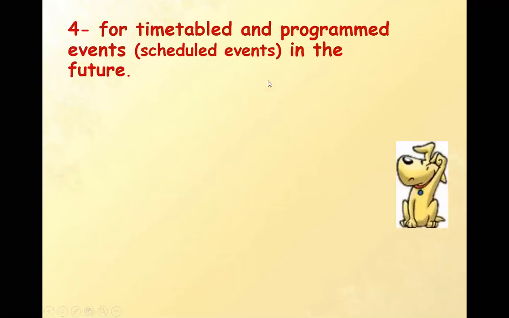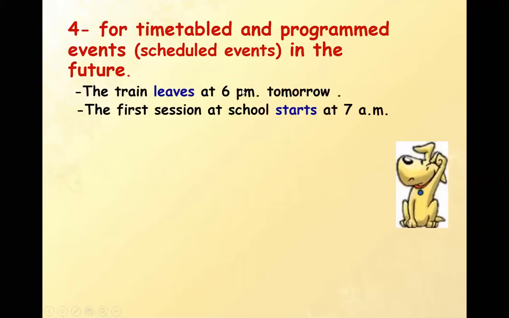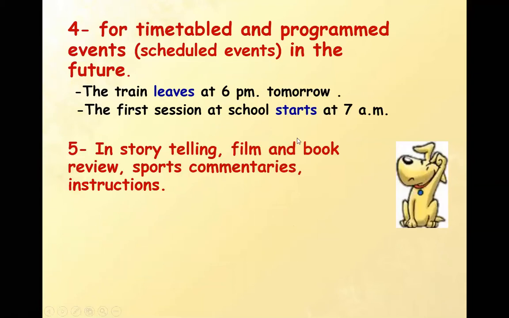For timetabled and programmed events or scheduled events to express future, like this, the train leaves at 6 p.m. tomorrow. It gives you the meaning of the time in the future. The first session at school starts at 7 a.m. So this is the fourth use of the present simple.